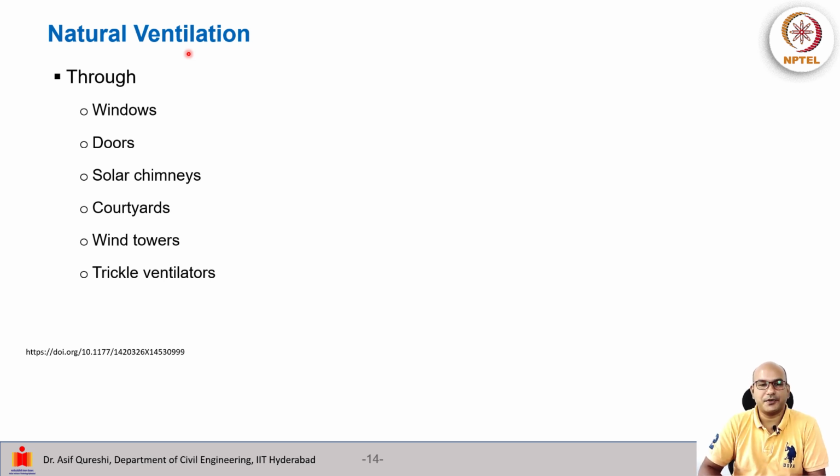Now we will look at these different processes of ventilation. The first is natural ventilation. As we have seen in the figure, we will also look at them a bit more here. We have doors and windows, which are very common. Then we have wind towers and technical ventilators, which also provide natural ventilation. And then we will look a little bit at the solar chimneys and the courtyards here.